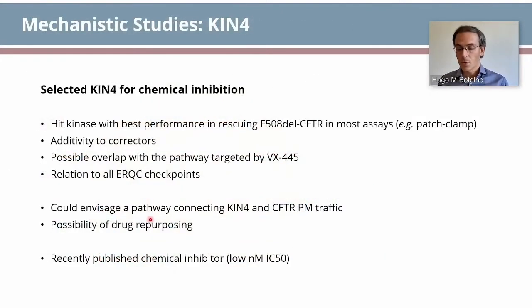In the meanwhile, we were particularly excited about F-avoid-del Cftr rescue through Kin4. The Kin4 knockdown had the best performance in rescuing F-avoid-del Cftr in most assays, notably in patch clamp. Additionally, the additivity to VX661, possible overlap with the pathway targeted by VX445, and relation with all ER quality control checkpoints are valuable tools for mechanistic analysis.